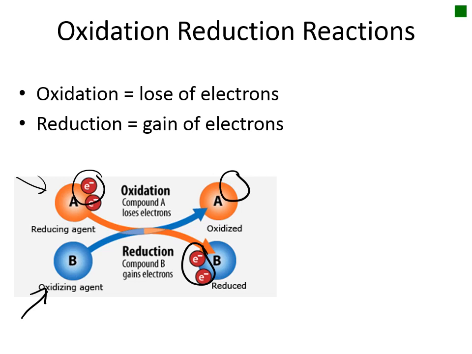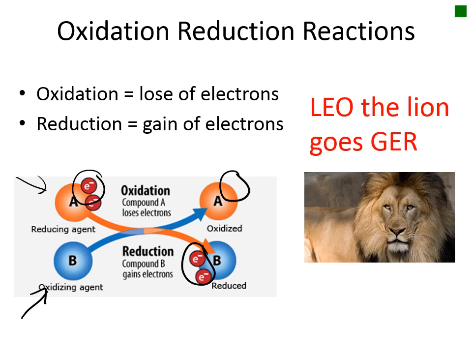another. An easy way to remember oxidation-reduction reactions is to remember the saying that Leo the lion goes grr. Leo for lose electrons, oxidize, and grr for gain electrons, reduce.